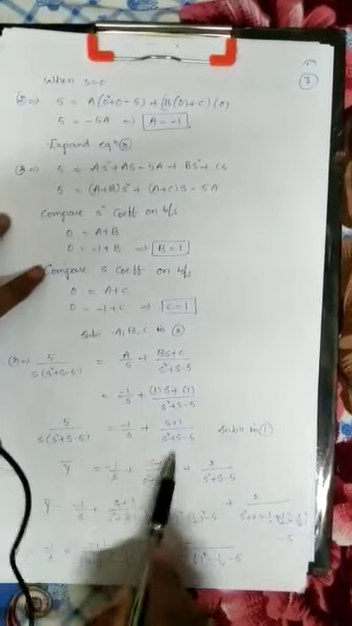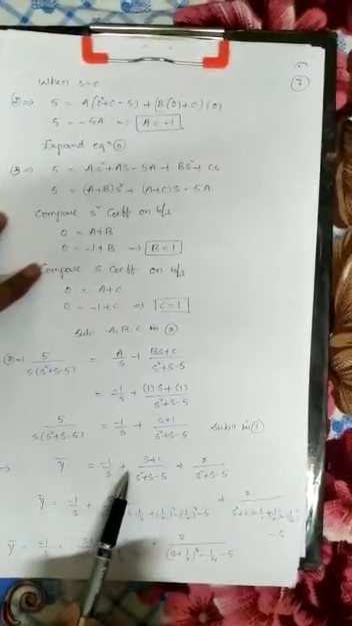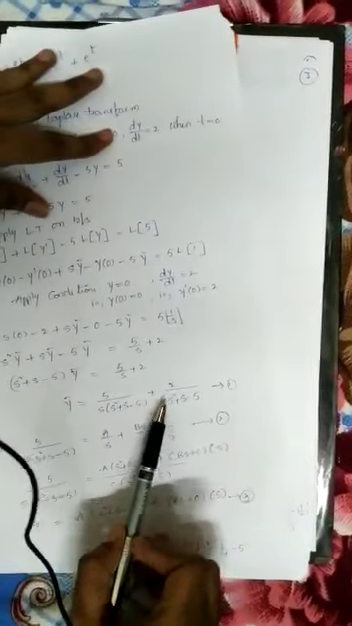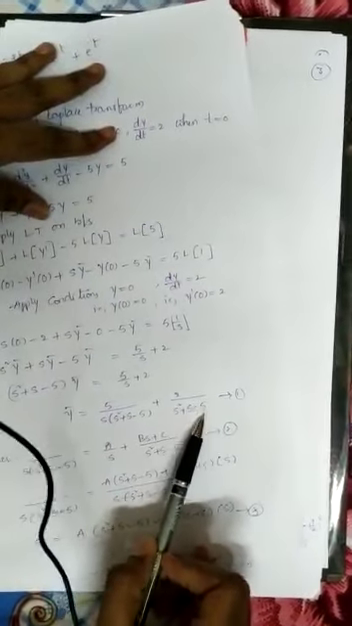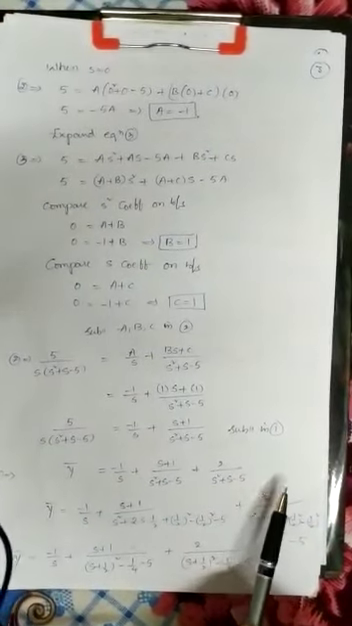So what will you get? Y bar equals, in place of this value, substitute this value: minus 1 by s plus (s plus 1) by (s square plus s minus 5). Then we have one more term here, plus 2 by (s square plus s minus 5).